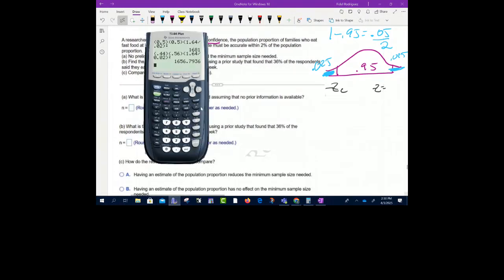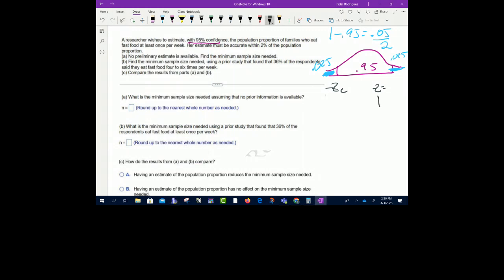So first thing I'm going to do, y'all, I'm going to clear my calculator. I'm going to go to second VARS, to my step number 3, my inverse norm. I'm going to type in 0.025. Let's close that up. Okay, so look, y'all, it looks like I'm getting a negative 1.96. So we want to use a positive 1.96, right?